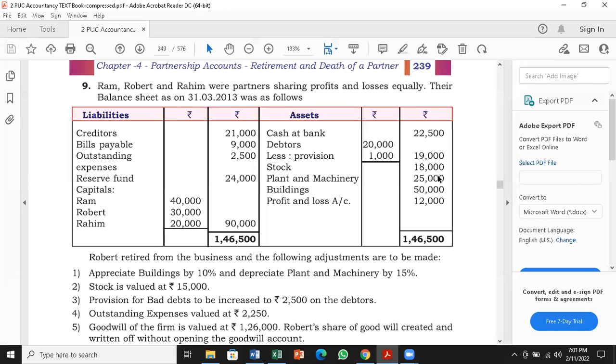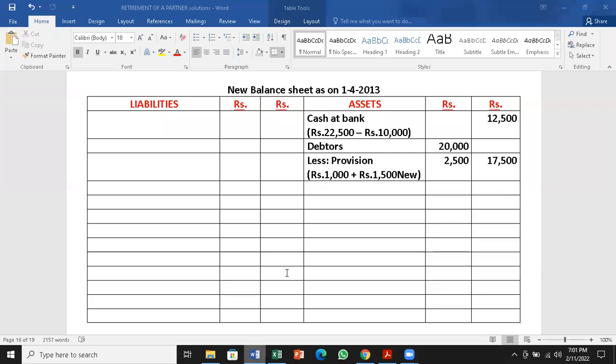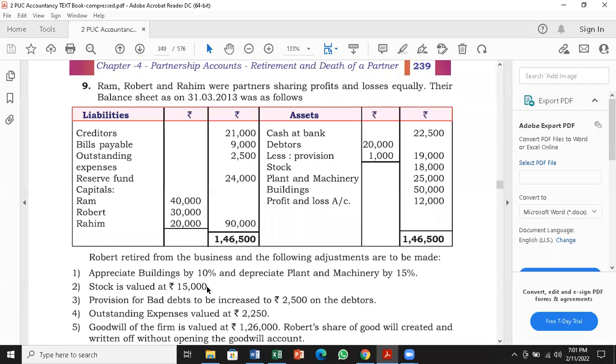Next, stock 18,000. We have an adjustment, remember. The new value is 15,000. So decrease 3,000. New value 15,000. You can see here, stock is valued at 15,000.